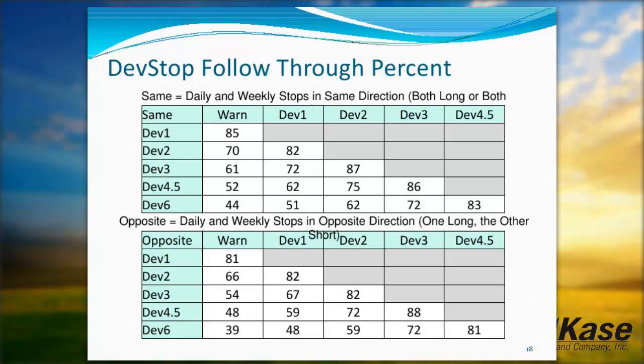On the bottom, this table is basically the same type of table. It's just that the stops on the daily and the weekly are in opposite directions, meaning you might have long stops on one and short stops on the other, or vice versa. But you can see that the probabilities are about the same.